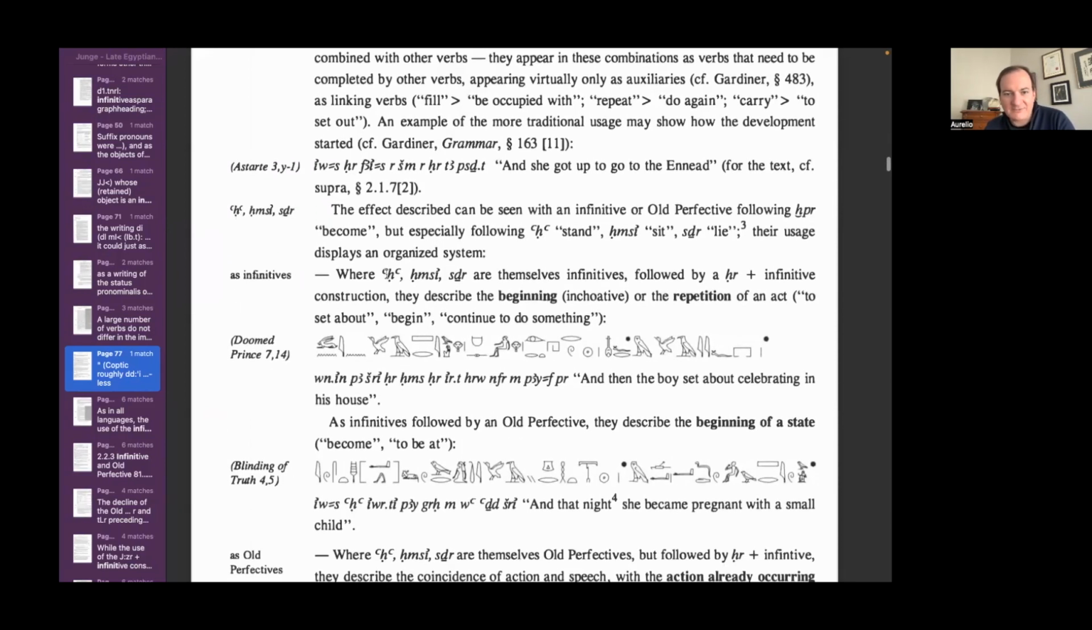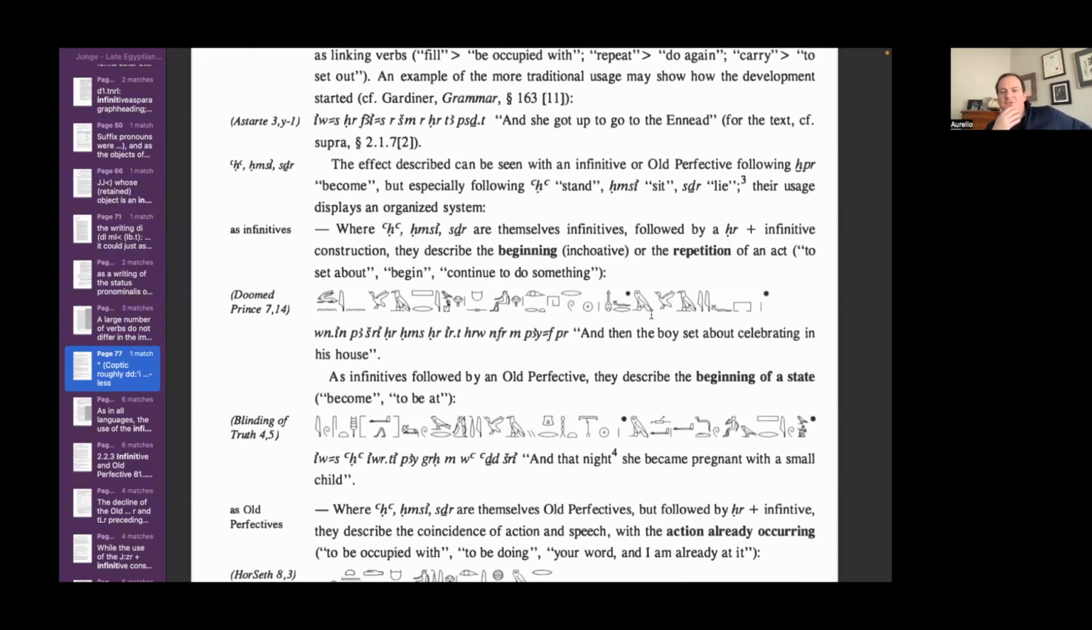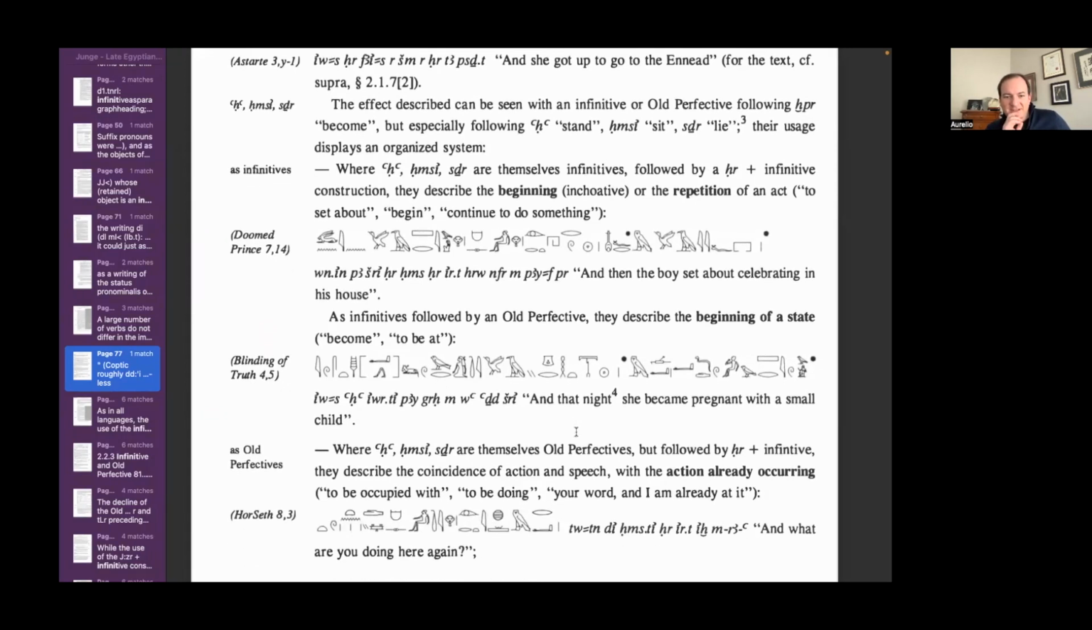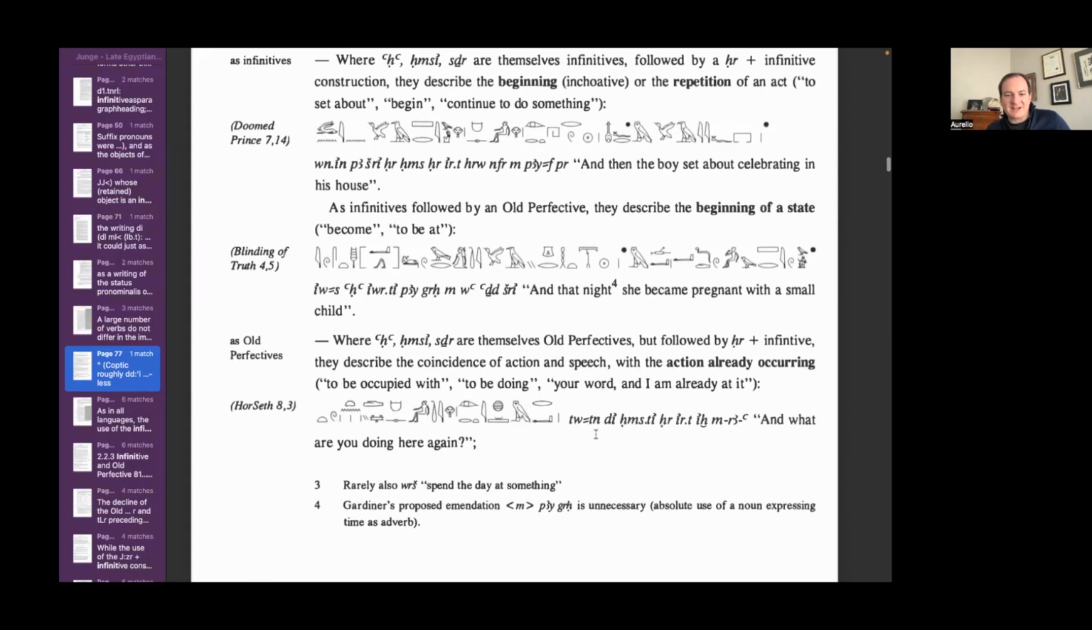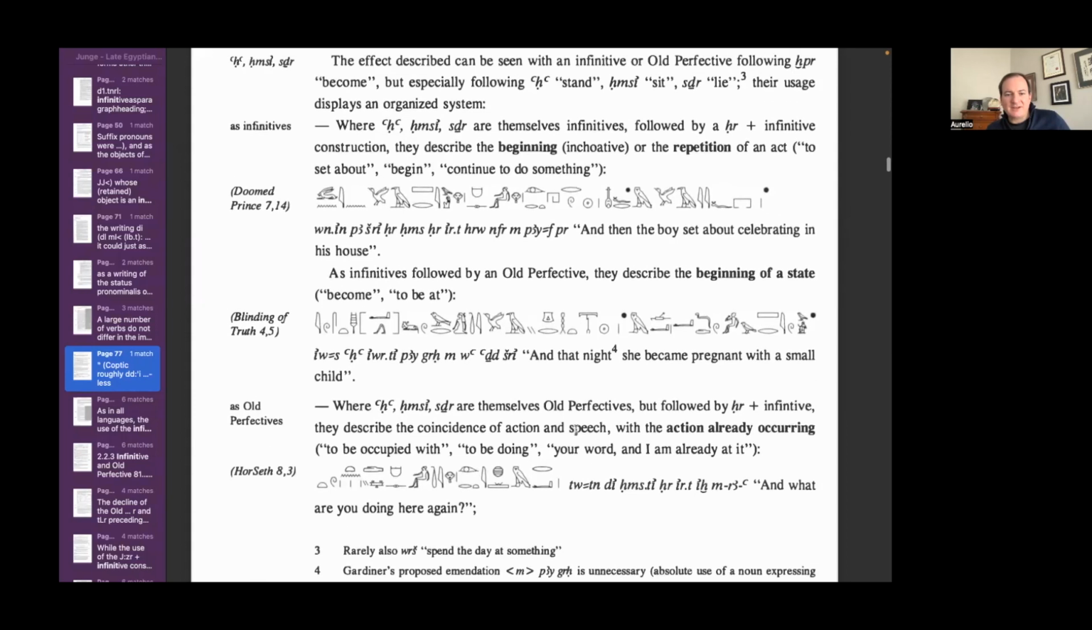Okay. While aha, etc. are themselves infinitives, they describe the beginning, or the repetition of an act. This is cool. So it's exactly like hemsti then. You're using it as a helping verb. Okay, that's cool.